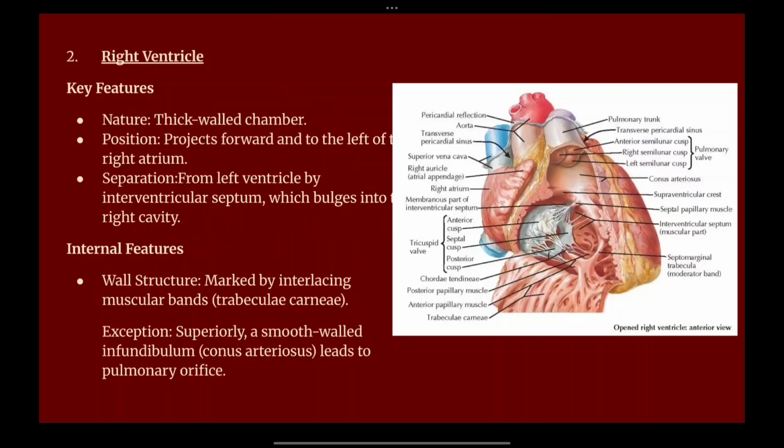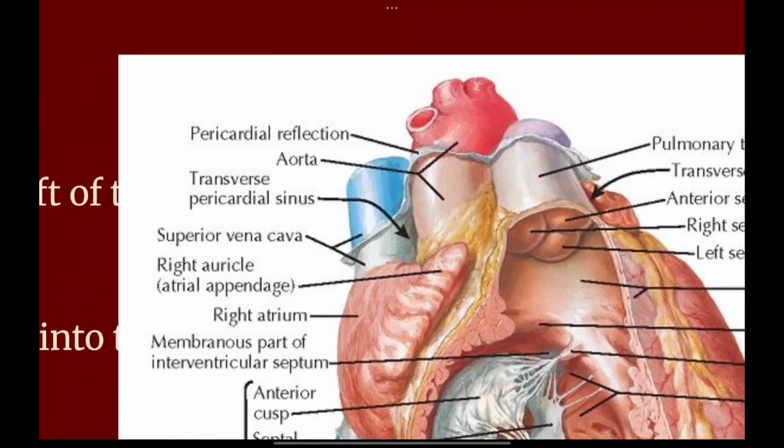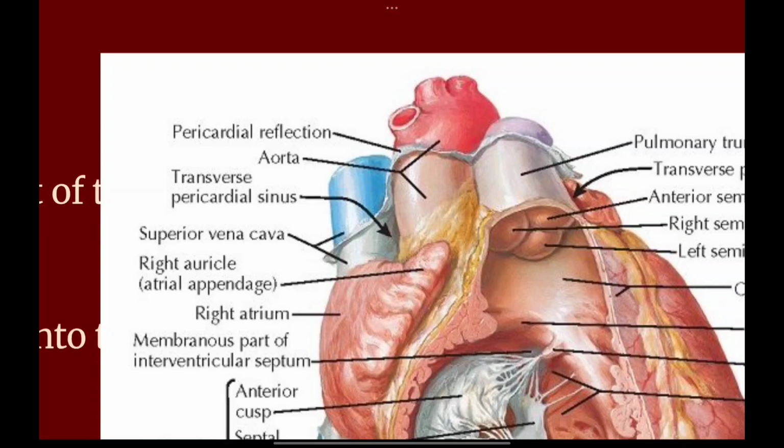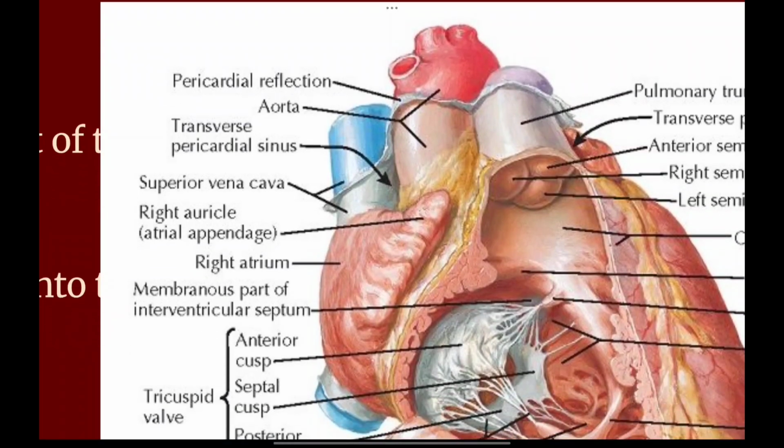You see the pulmonary orifice. So this is the pulmonary orifice. You can see there are three semilunar cusps that are formed, which together form the pulmonary valve, and it is acting as the opening to the pulmonary trunk.